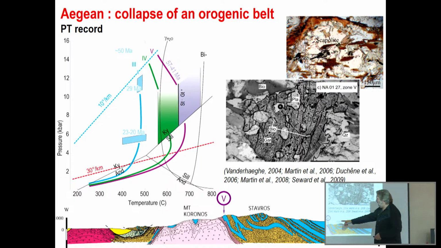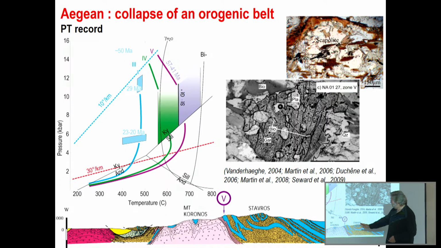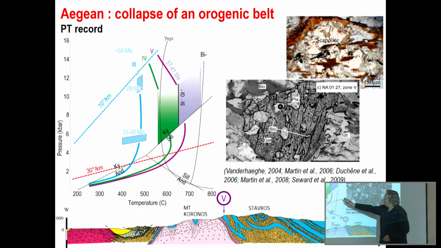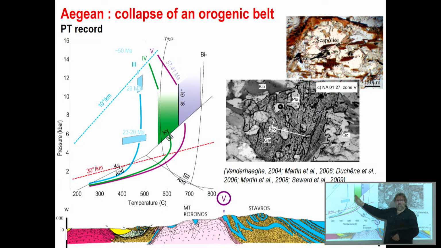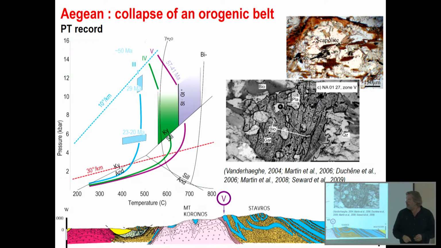Then zone 5, here, just at a lower structural level compared to 4, a slightly higher temperature. Well, we follow the same logic. The deeper we go, the higher temperature we have in the rocks.